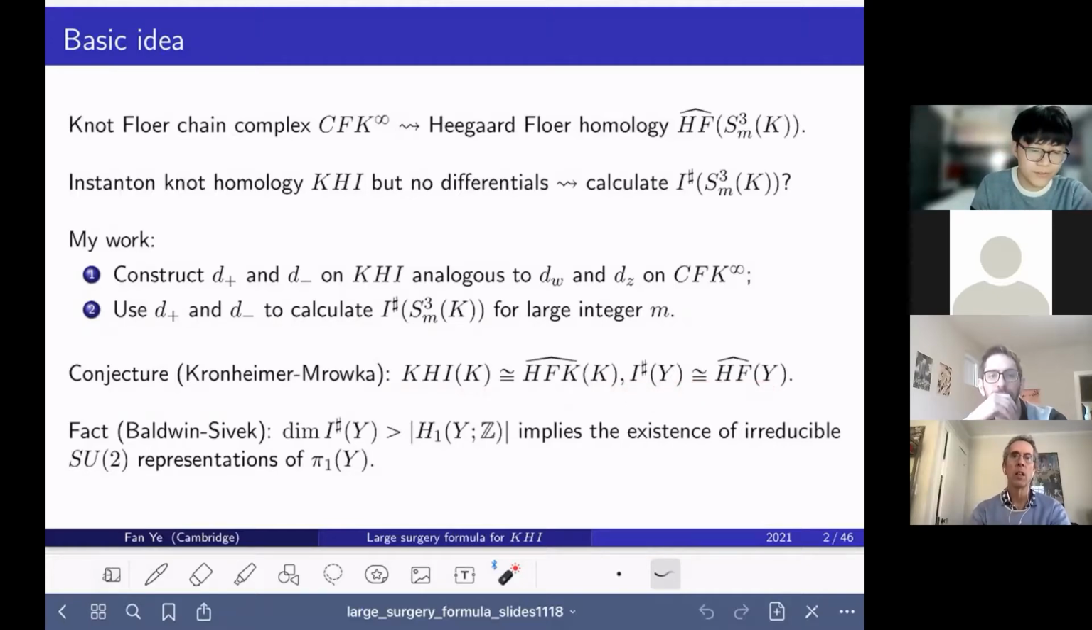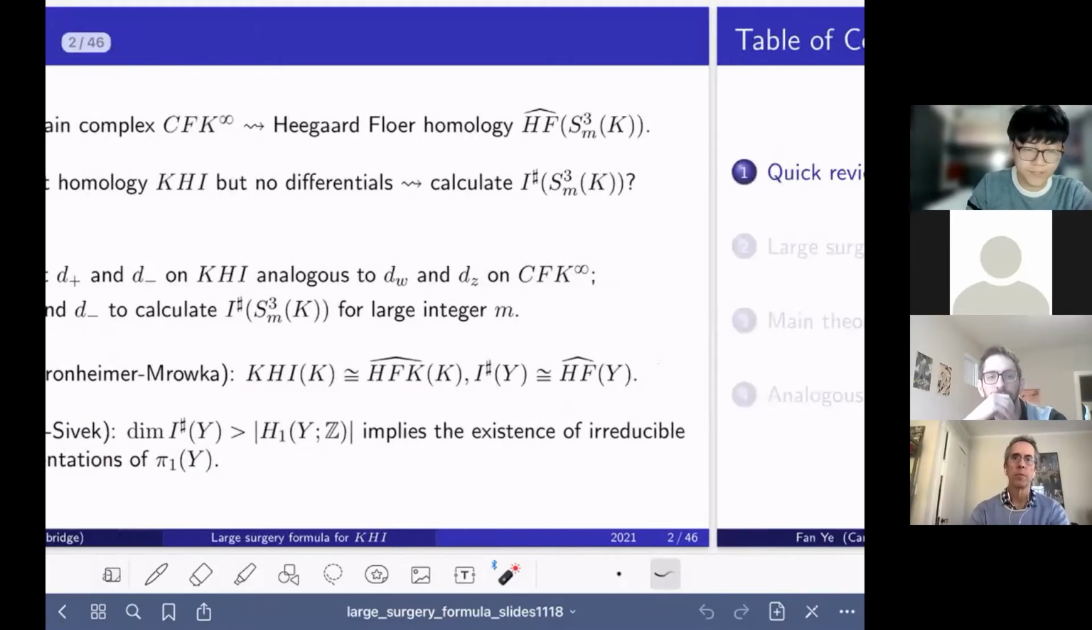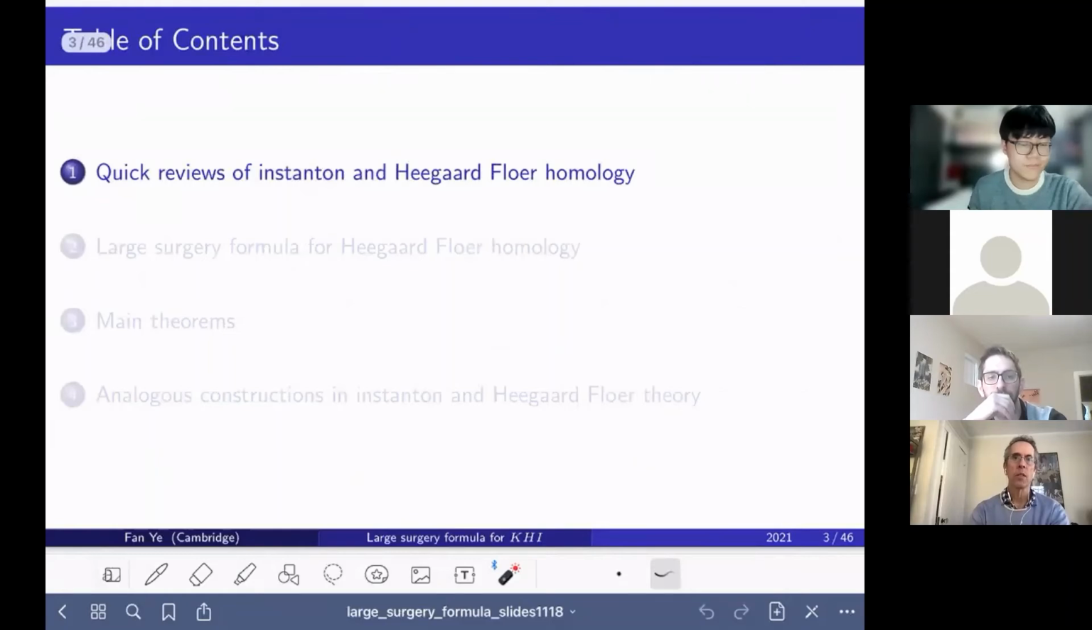And for instanton Floer homology, Baldwin and Sivek say that if the dimension is larger than the order of the first homology, then there exists an irreducible SU(2) representation for pi 1 of Y. And then let me start now.